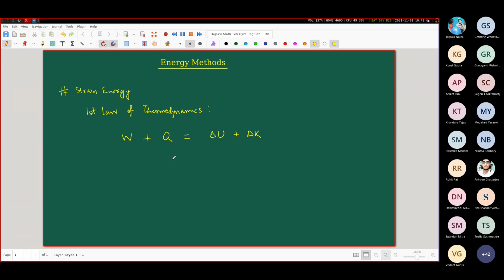Okay, now most of the problems that we will be dealing with, they will be undergoing processes which are adiabatic in nature. What is the meaning of adiabatic?